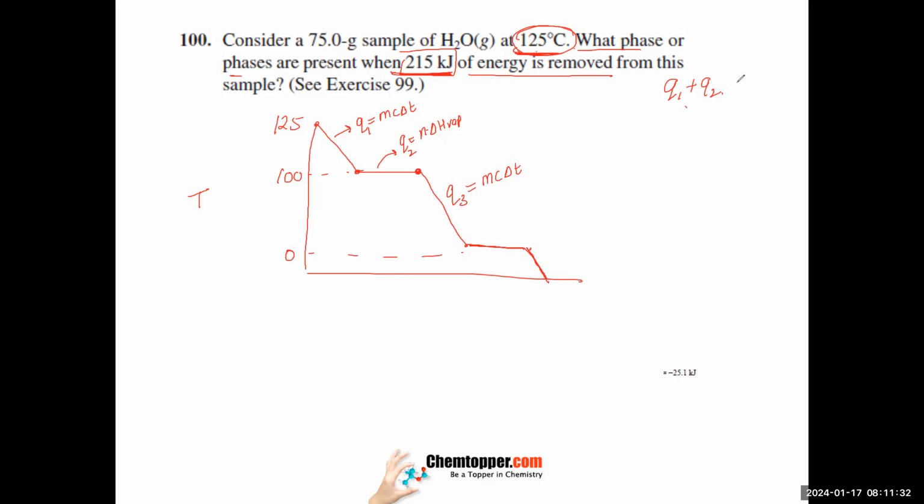So now you add Q3. Check. If this sum is greater than 250 kilojoules, then it means the substance isn't here or here or here. The substance is liquid if the three are greater than 250. Not greater, lesser than 250. The sum is less than 250.